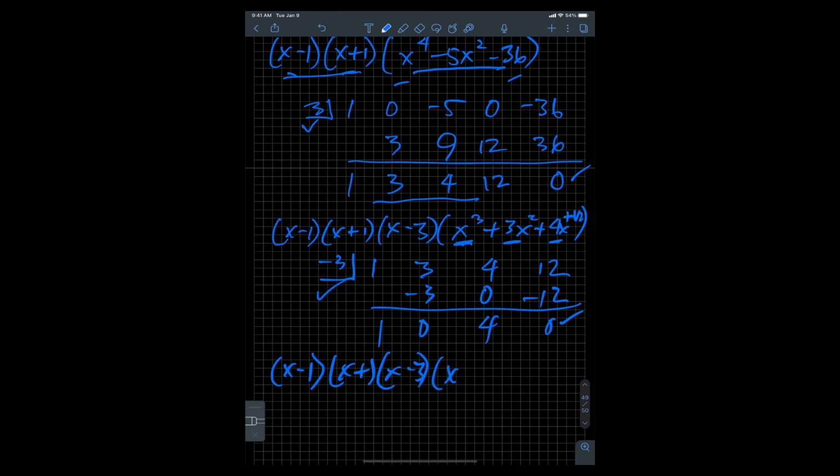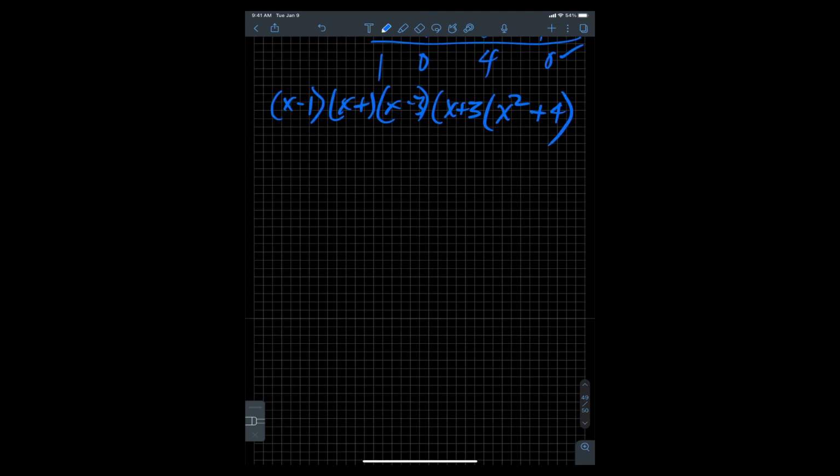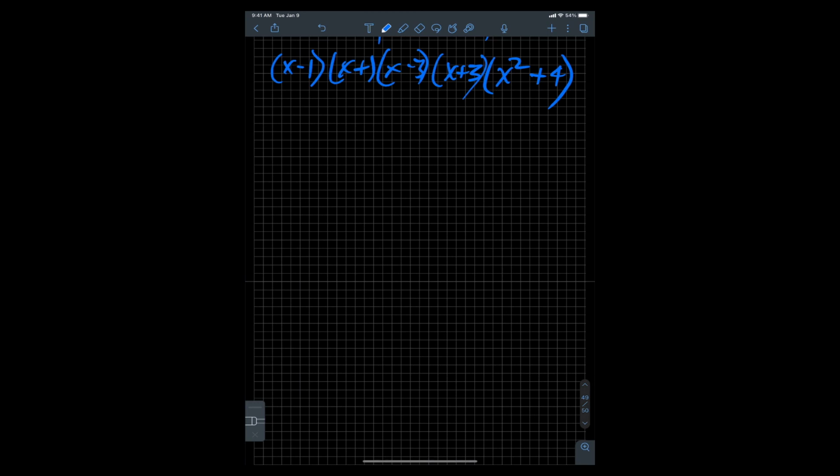So now I know that x minus 1, x plus 1, x minus 3, and x plus 3 are factors, coming from that. And then I get x squared plus 4. And then here's the crux of the question that the student asked. How the heck do we get imaginary or complex numbers from that? And this is what we need to do. Now that we have a quadratic, we can do one of three things. We can factor, which this is factorable, but maybe not from your point of view.